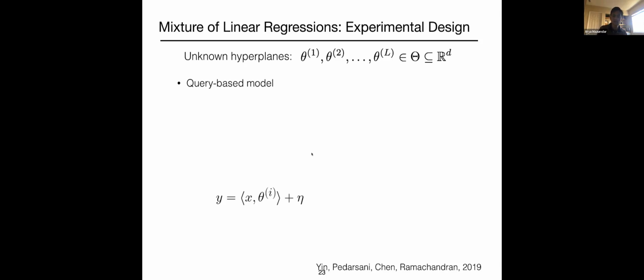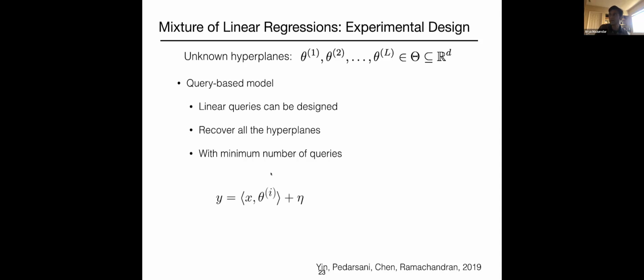Let's look at the query-based model, which was proposed by Yin, Pedarsani, Chen, and Ramchandran in 2019. So this is a pretty recent thing. They looked at it as a generalization of the compressed sensing problem. Here you can actually design X. You can design linear queries X. This is under your control. And the question you are asking is very much like a compressed sensing question: you want to recover all the hyperplanes with the minimum number of queries, and you can adaptively design these X's.